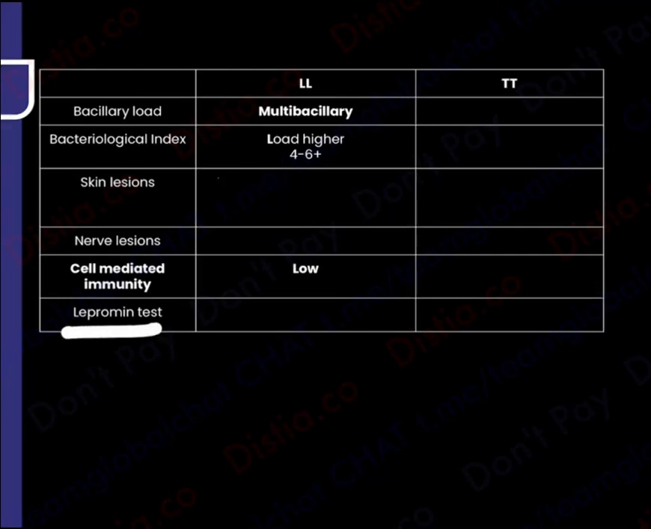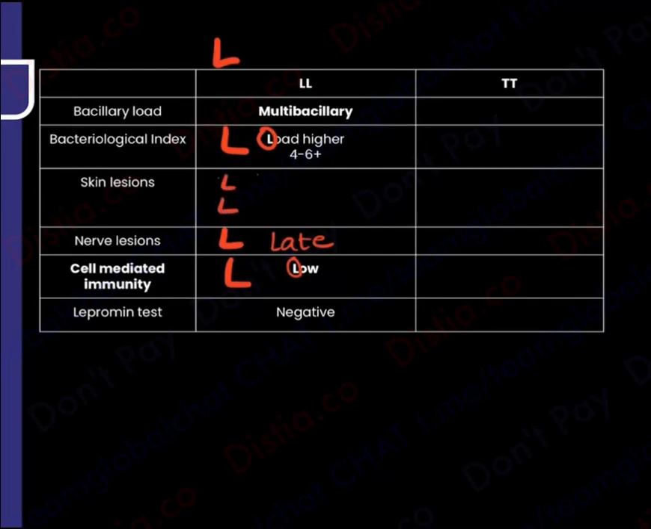And I know which is the skin test that assesses this. Like in TB there was the Mantoux test for cell-mediated immunity, in leprosy there is the Lepromin test for cell-mediated immunity. But when I'm saying that the cell-mediated immunity is low, this means the Lepromin test is going to come out negative. So what have I learned up till now? This is going to be lepromatous leprosy. It has a lot of bacterial load, a low cell-mediated immunity, and shows late nerve lesions. The nerve lesions come out very, very late, and the skin lesions show leonine facies with alopecia.